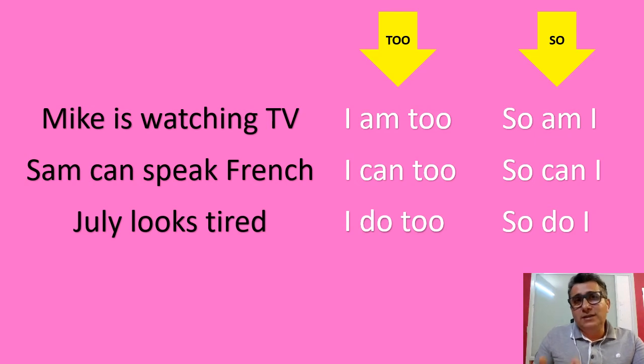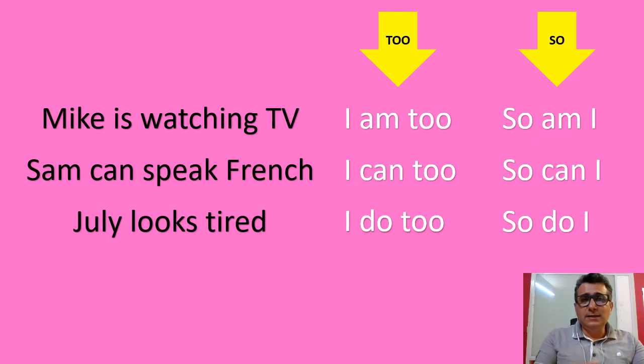If you don't have an auxiliary verb, like in the third sentence, then you substitute the verb for the auxiliary do. In this case, Julie looks tired. I do too. It means I also look tired. Okay? So, first one, there needs to be a correlation between tenses. It has to be the same tense, whether it is present, past, present perfect, present continuous, or future. And the second, if you don't have an auxiliary verb, you have to use the verb do.